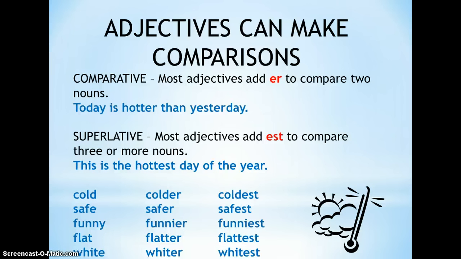Adjectives can make comparisons. Comparative. Most adjectives add ER to compare two nouns. Today is hotter than yesterday. Superlative. Most adjectives add EST to compare three or more nouns. This is the hottest day of the year. Here are some other examples. Cold, colder, coldest. Safe, safer, safest. Funny, funnier, funniest. Flat, flatter, flattest. White, whiter, whitest.